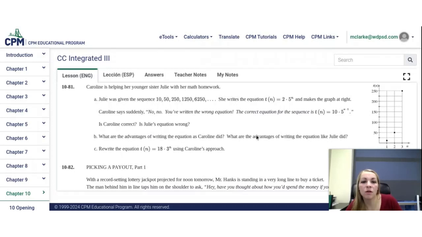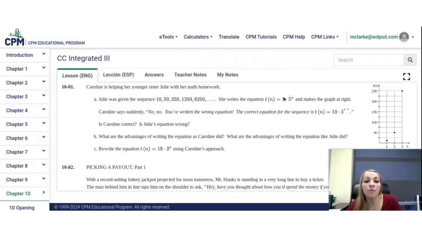How about Julie's equation here? Let's do the same thing. If I plug in 1, I get 5 to the first power, or 5, and 5 times 2 is 10, which is the first term. Then if I plug in 2, I get 5 squared, which is 25, and 25 times 2 is 50, and so on. So again, we have two equations that work.